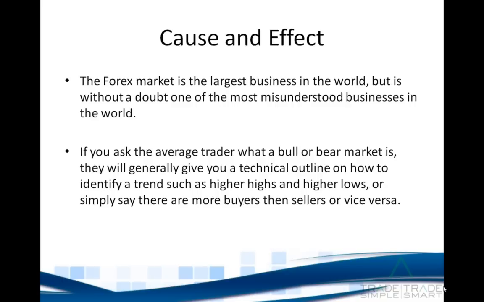Okay, so if you ask the average trader what a bull or a bear market is, they will generally give you a technical outline on how to identify a trend. And this would include things such as higher highs and higher lows, or many people will simply say there are more buyers than sellers, or vice versa.